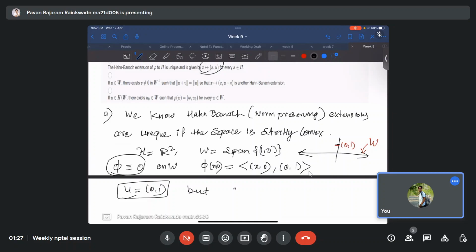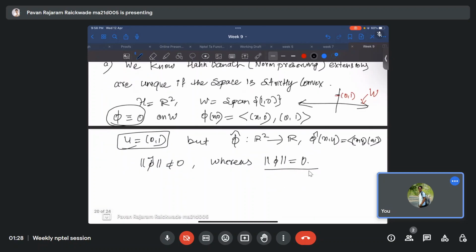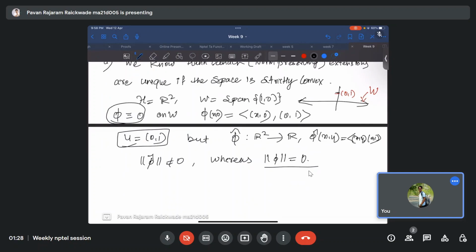But if you consider the function phi tilde from the whole R2 to R given by phi tilde of (x, y) equals the inner product of (x, y) with (0, 1), then the norm of phi tilde is non-zero, whereas the norm of phi is 0. This is an extension, but it's not a Hahn-Banach extension.